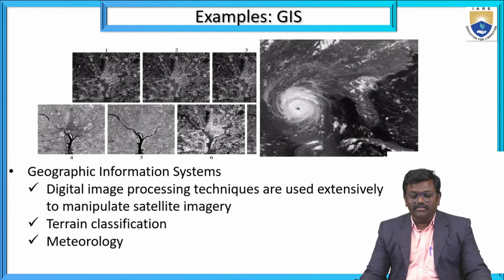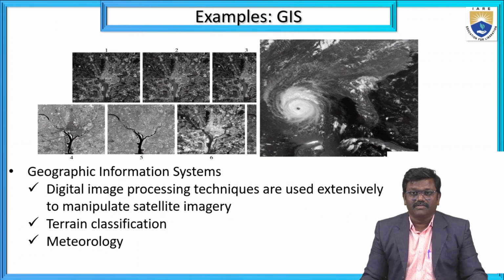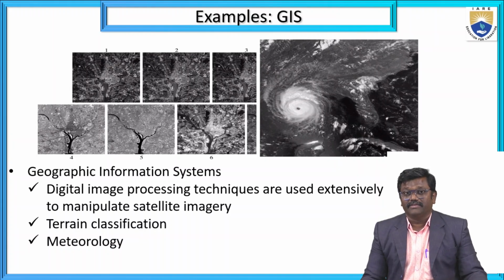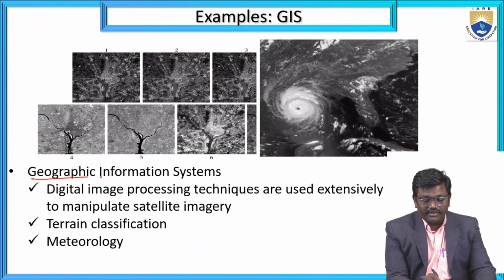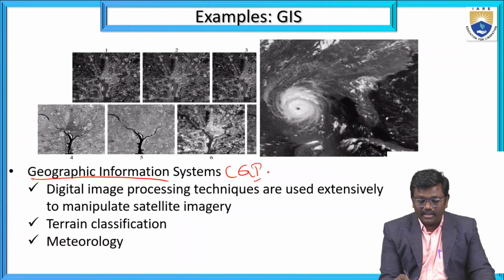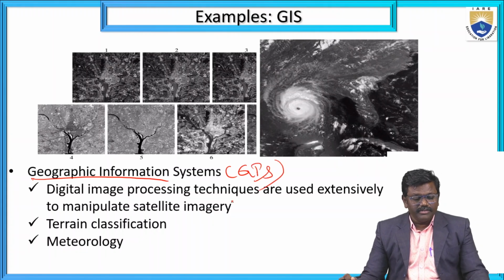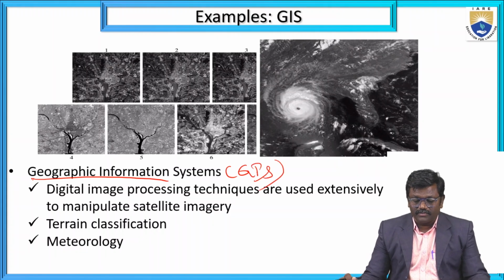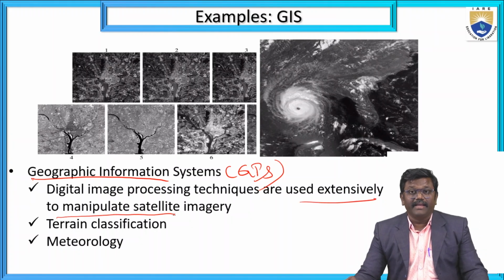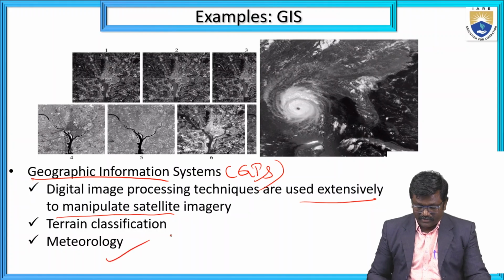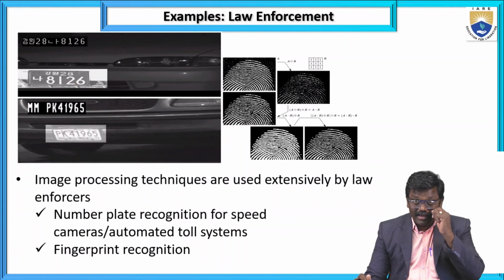Next, we also use the same steps of digital image processing for the application of GIS, that is Geographical Information System. Digital image processing techniques are used extensively to manipulate satellite imagery, for terrain classification and meteorology. Coming to another one, law enforcement.